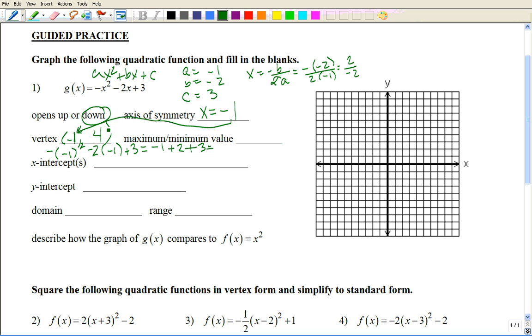And because we know the y value of our vertex, we also know the max or min value is 4. And then because it opens down, that means this graph has a maximum. It doesn't have a minimum because it goes towards negative infinity, and we can never reach it, so it only has a maximum value.